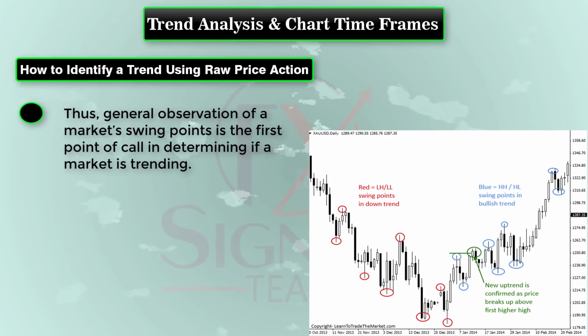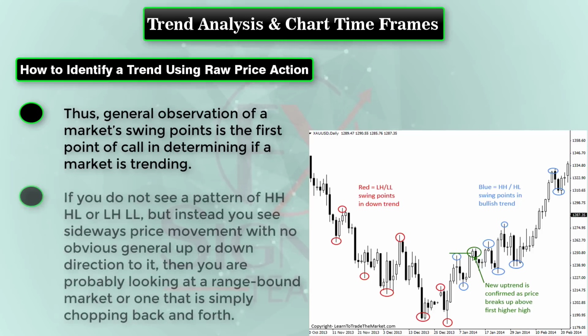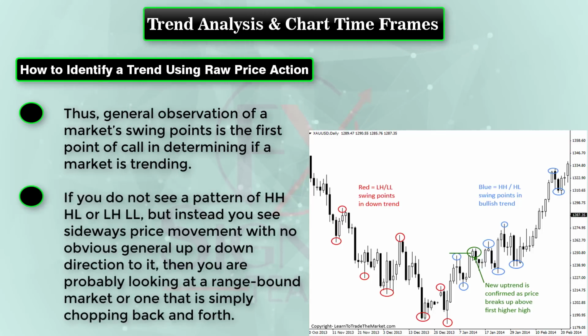Thus, general observation of a market's swing points is the first point of call in determining if a market is trending. If you do not see a pattern of HH, HL or LH, LL, but instead you see sideways price movement with no obvious general up or down direction to it, then you are probably looking at a range-bound market, or one that is simply chopping back and forth.